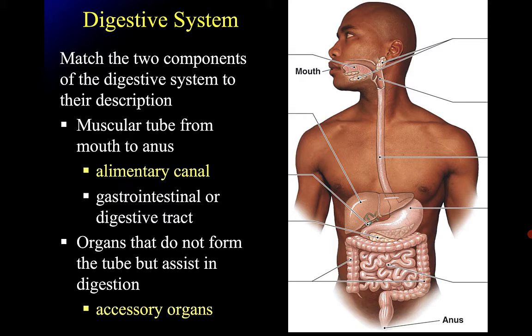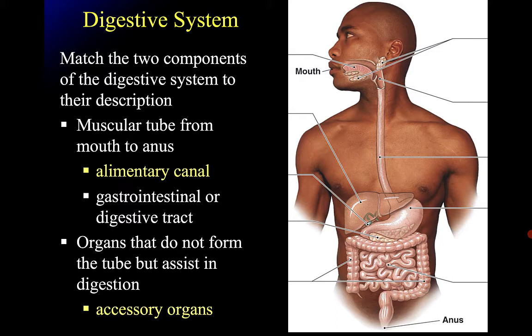Now, we also have organs that don't form the tube, but are really important for digestion and assist this. These are referred to as accessory organs. Primarily, we're going to think about these as glands, whether they be salivary glands, the liver, the pancreas, the gallbladder. These are things that are going to be adding something to that alimentary canal.